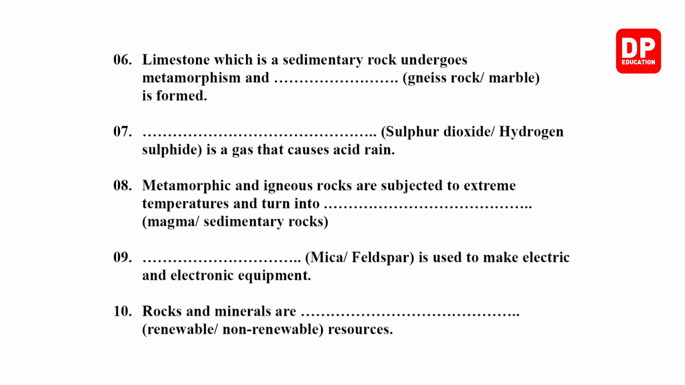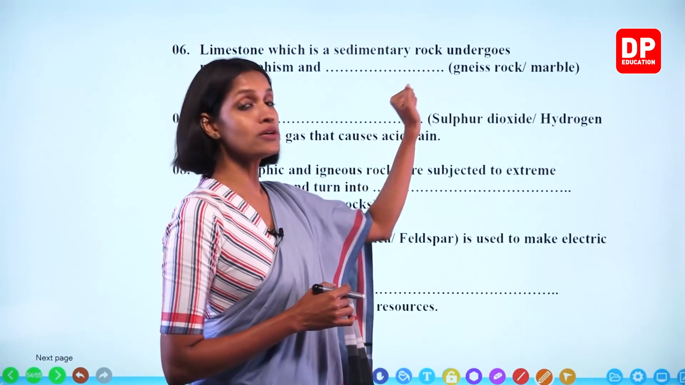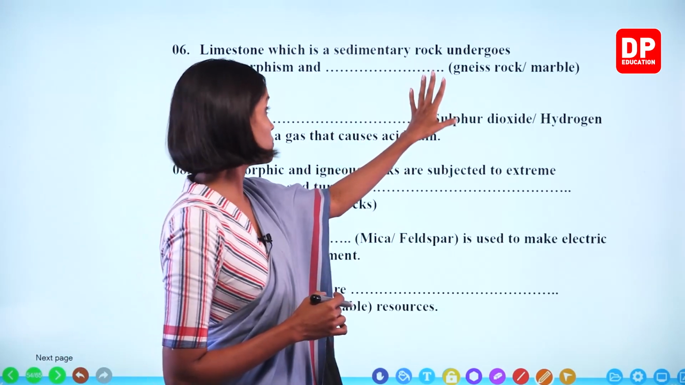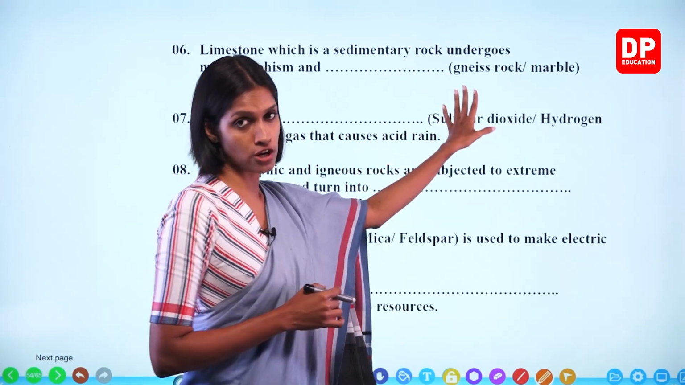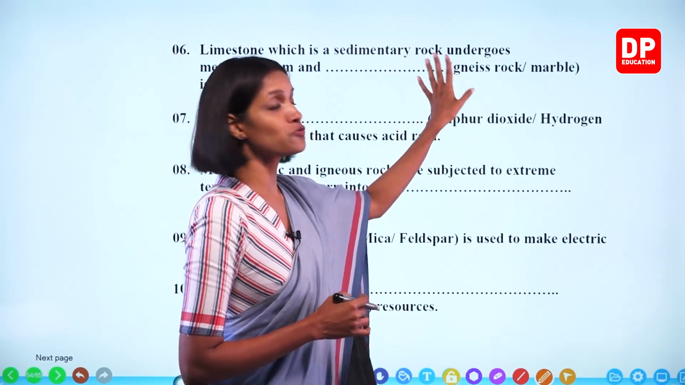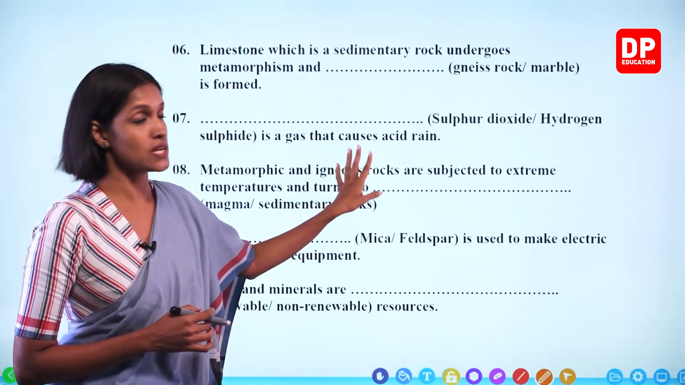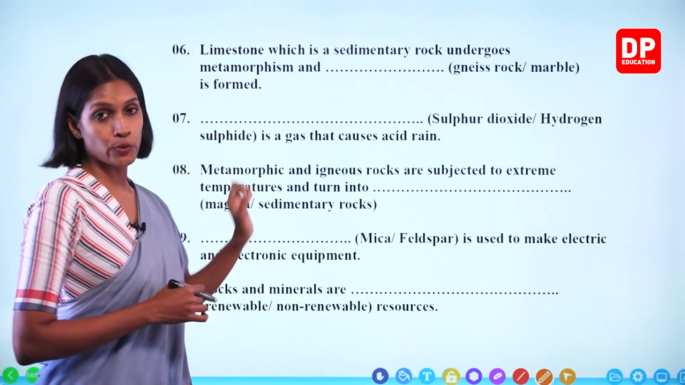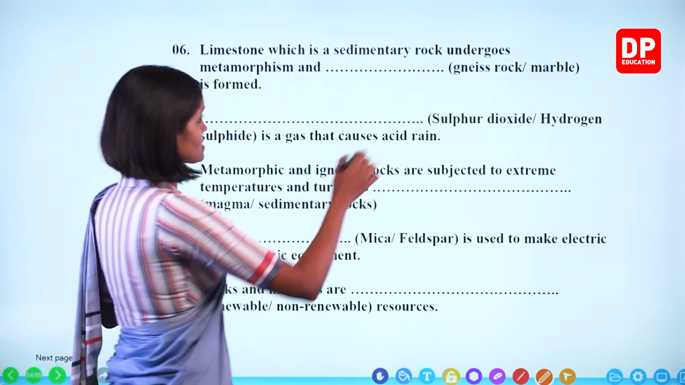Number 6. Limestone, which is a sedimentary rock, undergoes metamorphism, and gneiss or marble is formed. Gneiss rock is formed when granite undergoes changes. Gneiss rock and marble both are metamorphic rocks, right? Gneiss is formed when granite undergoes changes, but marble is formed due to limestone undergoing changes. Okay, so the answer is marble.